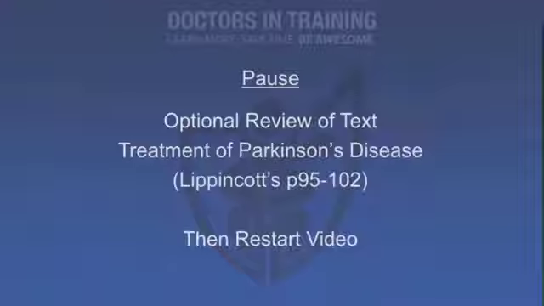Now let's pause for a moment and review the material that was just covered. Before we do that, if you haven't already done so, this might be a good time to read your pharmacology text that corresponds to the material that was just discussed. Then together, we'll go through the quick review in the study guide.